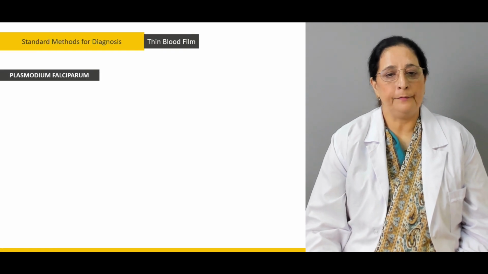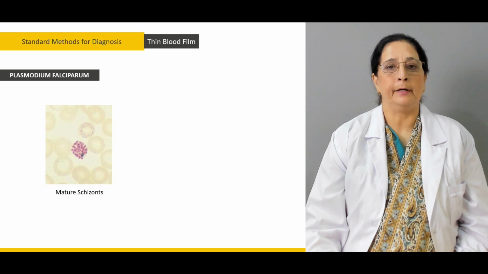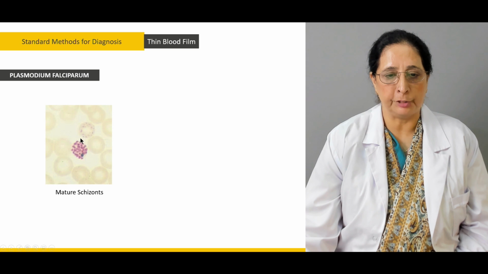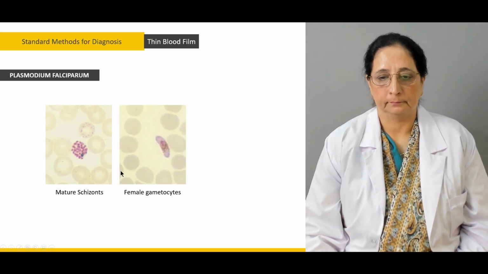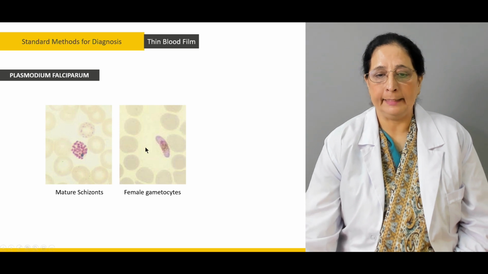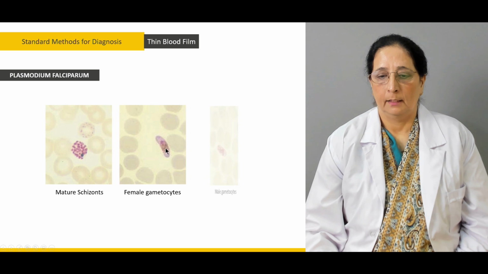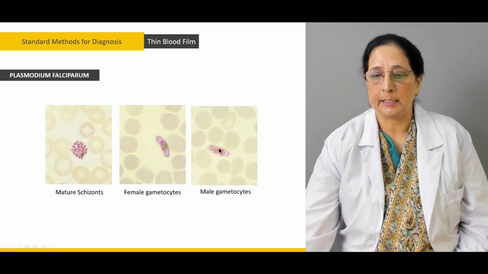Next, the thin film of, again, plasmodium falciparum. We have the mature schizonts. These are the mature schizonts. Female gametocyte. Then we have male gametocyte.